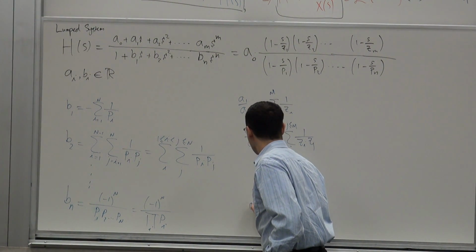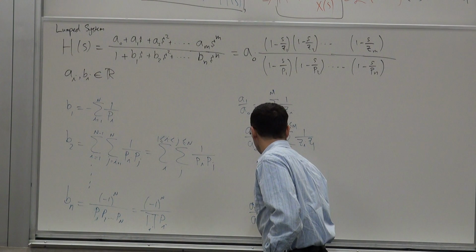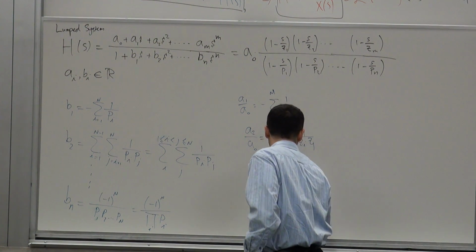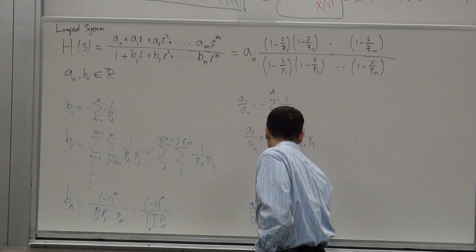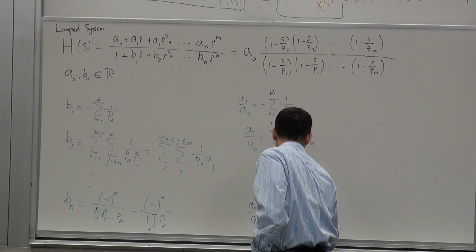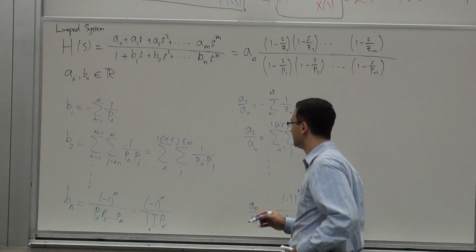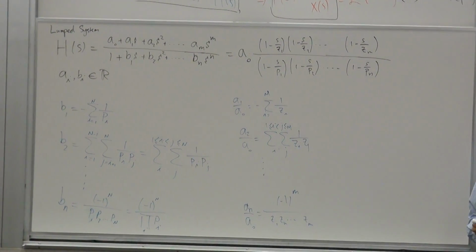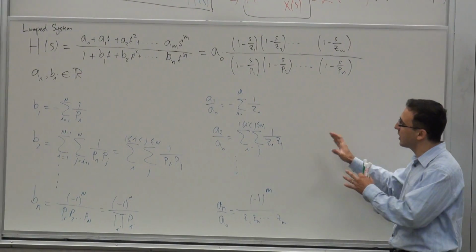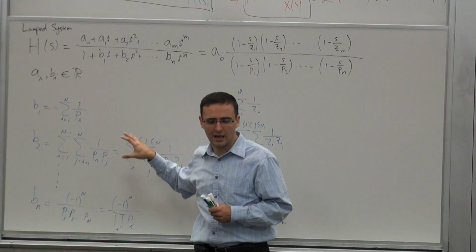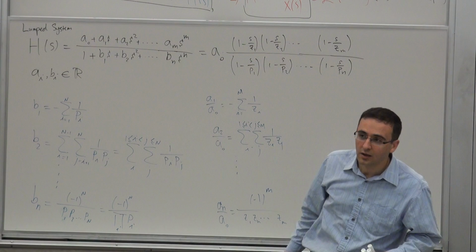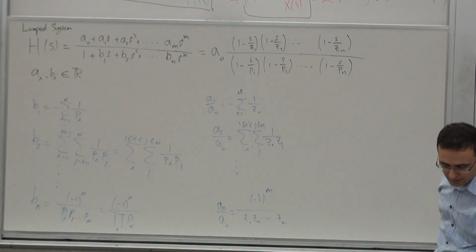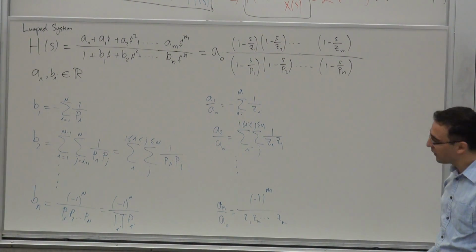And I guess am over a naught would be minus 1 to the power of m, z1, z2 all the way to zm. Okay? Does this make sense? So these are the products. So it's good to have these product definitions.